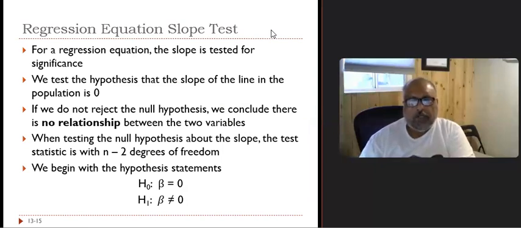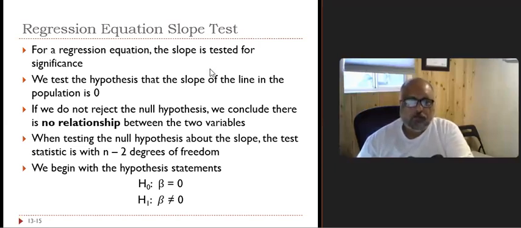We can also do the slope test to make sure of our prediction. Whatever we predict is not going to be exactly correct, but we can do some testing to verify how good our prediction is. So the slope can be tested for significance.